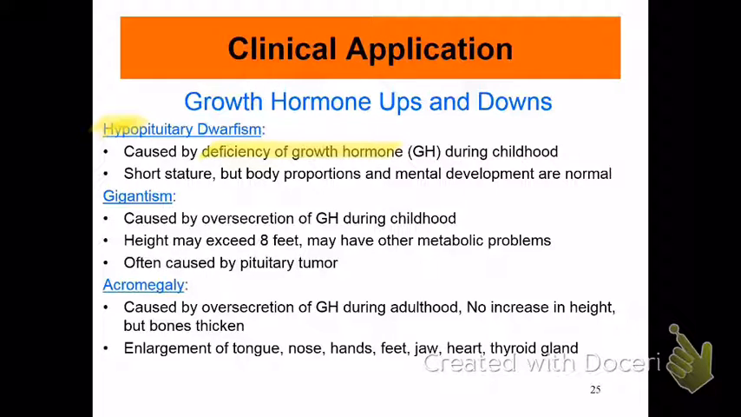Giganticism, that's going to be too much. Right? Growth hormone makes you grow. So you got less: hypopituitary dwarfism. It's really dwarf, so focus on the word dwarfism there. Too much, you grew too much. Acromegaly is caused by oversecretion of growth hormone during adulthood. So this one was during childhood.